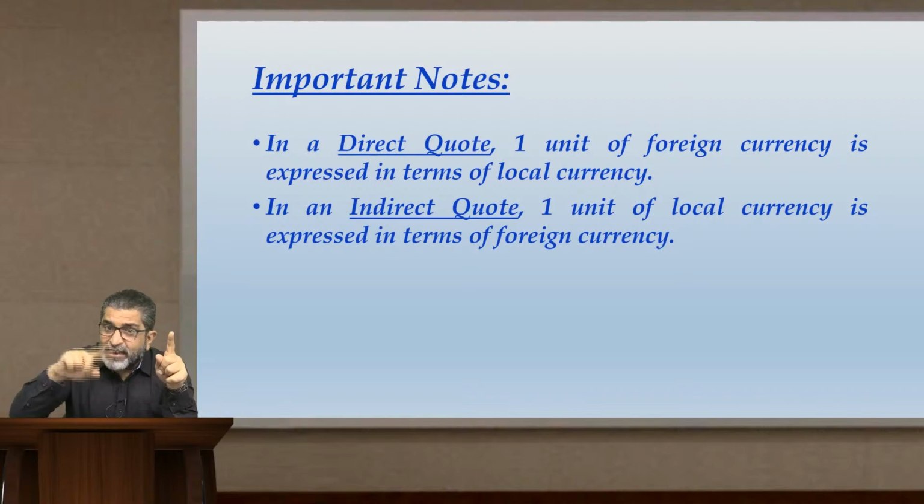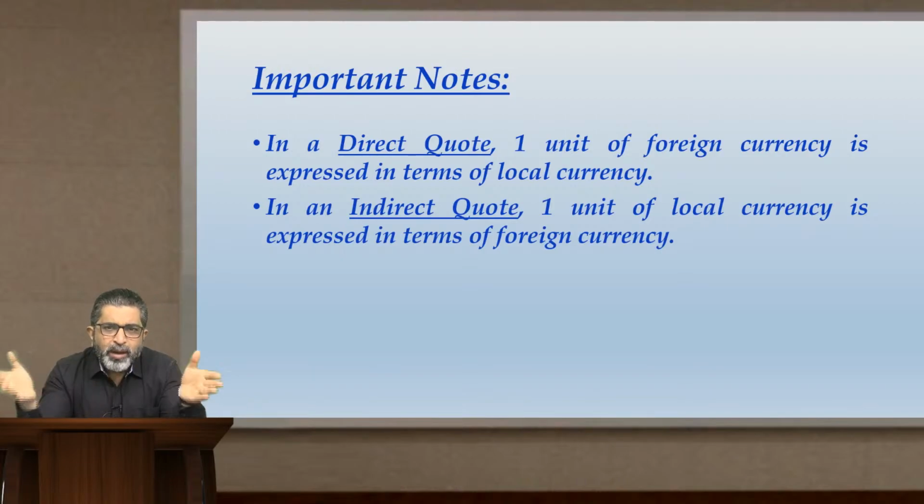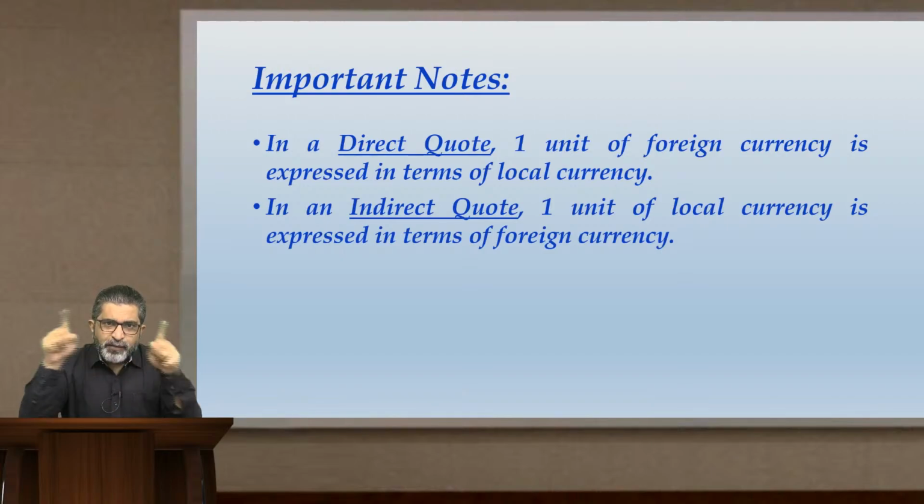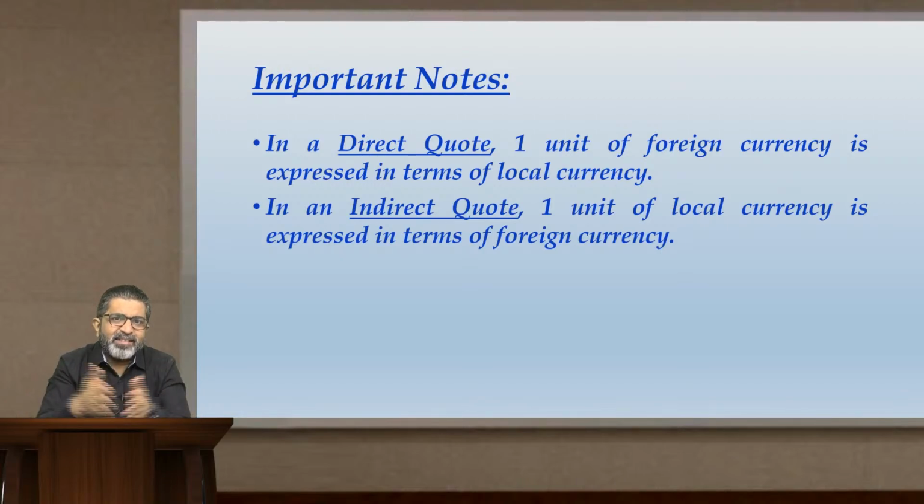For an entity in Japan, it is definitely a direct quote because it is expressing the quote of a foreign currency in terms of local currency. For an entity in the US, it is an indirect quote. What about an entity in India? If an entity in India is identifying this quote USD 1 equals JPY 112, how will the Indian entity classify this? Direct quote or indirect quote?